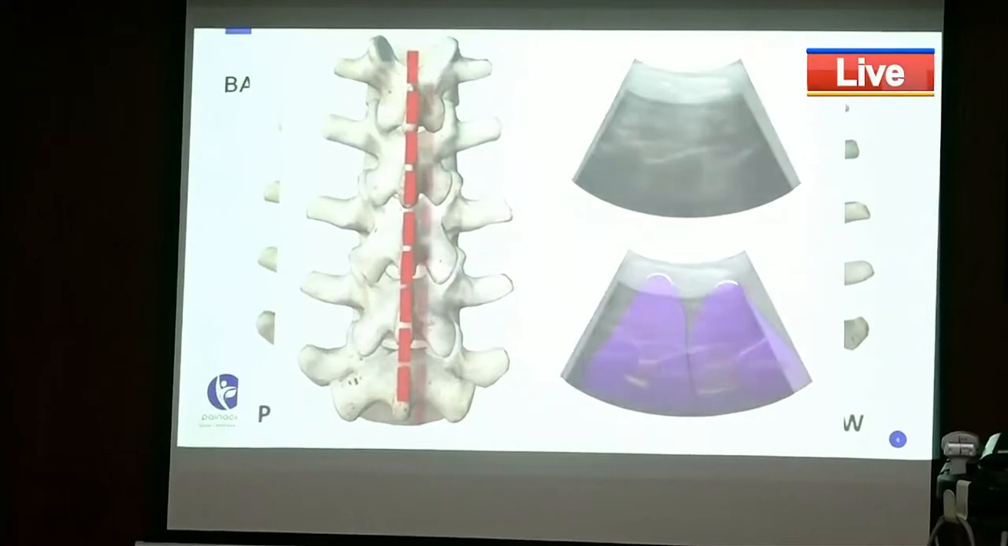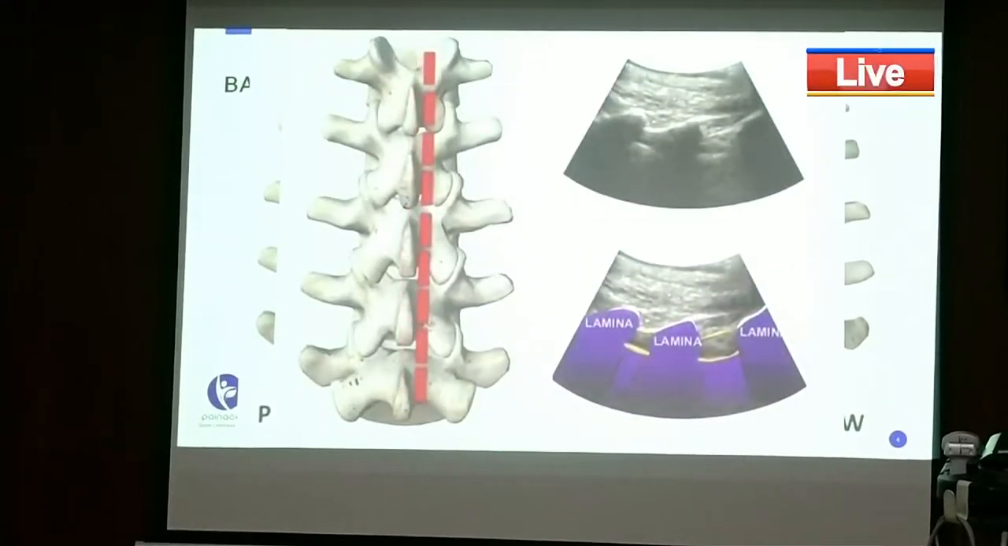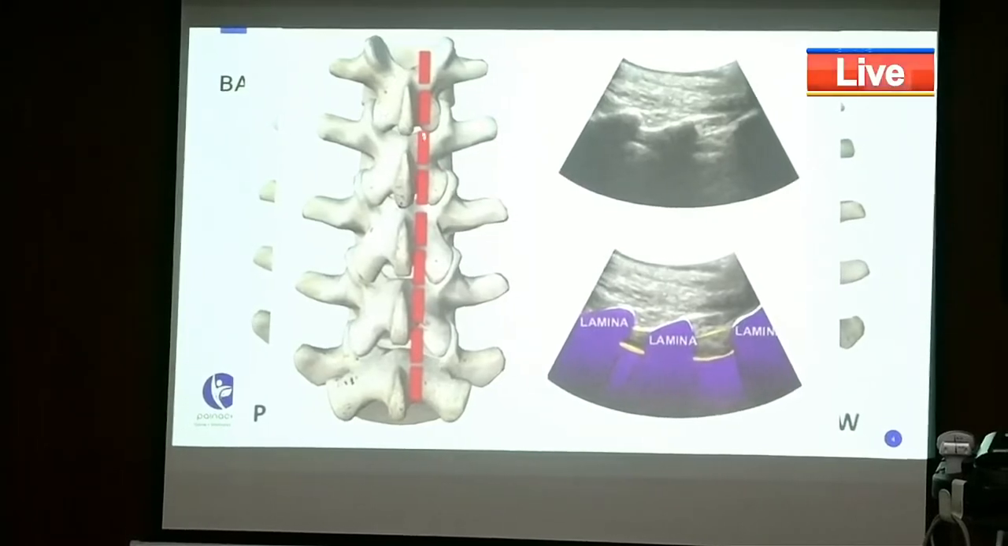Okay. Number two. Now we move slightly laterally. Here we can see this structure which is the lamina.